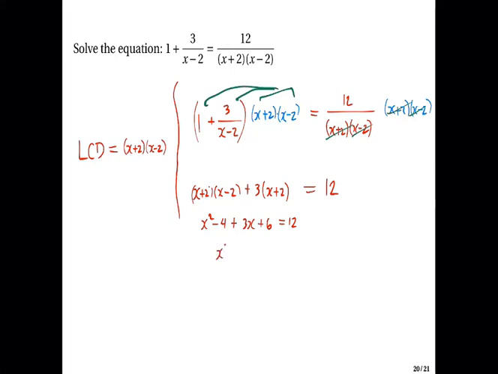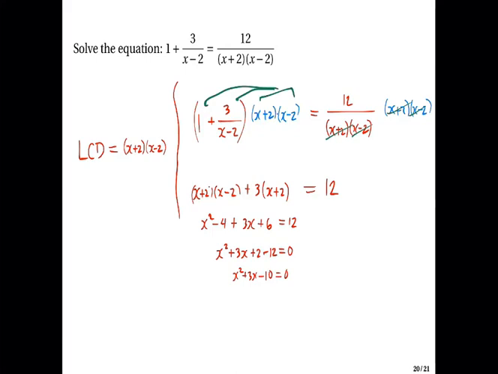And then we write this in standard form. We have x squared plus 3x. And then here you have minus 4 plus 6. So minus 4 plus 6, that's plus 2. And then this guy here, we bring it to the other side. So we have x squared plus 3x, sorry, it's minus 12 in here. Minus 12. And then 2 minus 12, that's minus 10 equals 0.